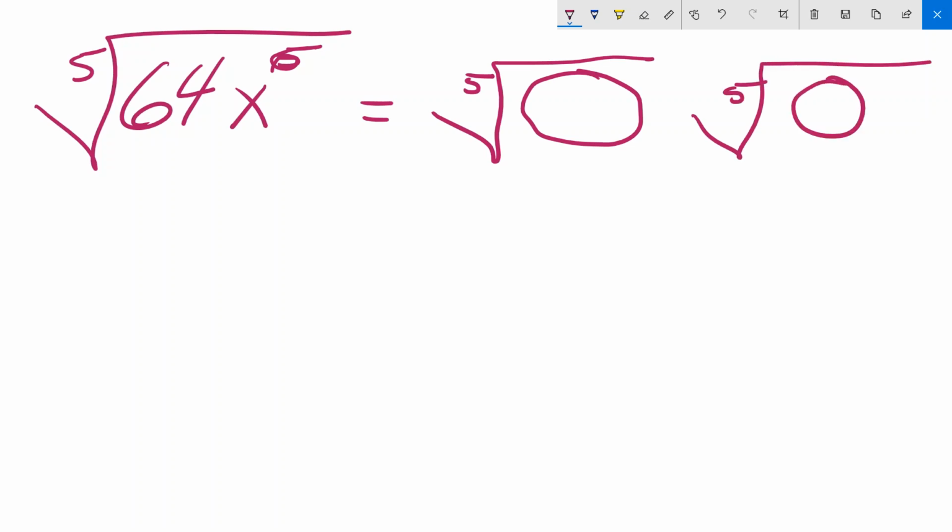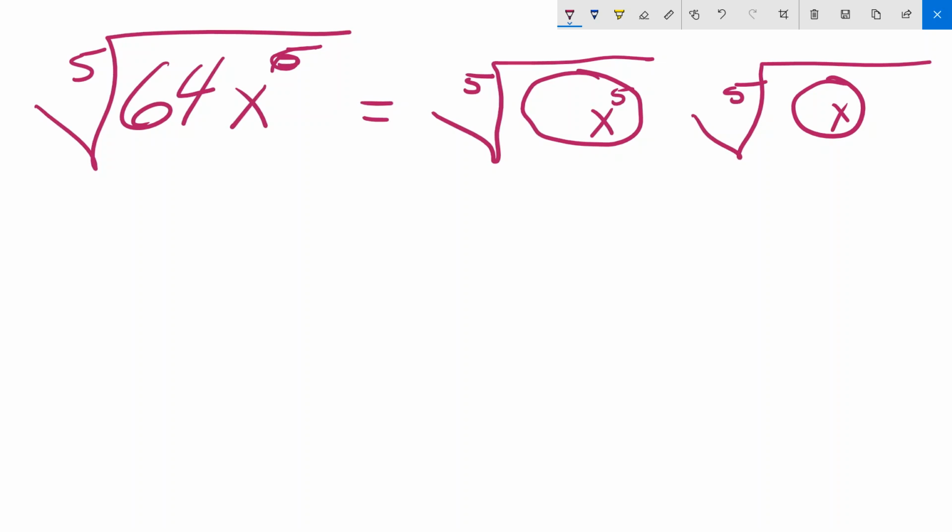Something goes there. What can we put in the first circle so that it comes out to be a nice whole number and variable? One of them's going to be x. Now, can I do 64? We know x to the 5th must be part of it, right? And then the other side's x to the 1st. What numbers? How do we separate 64?